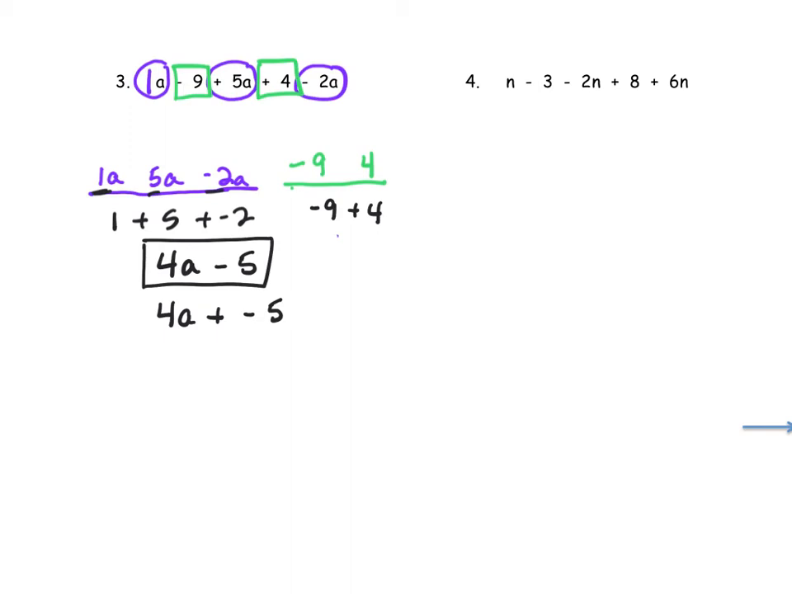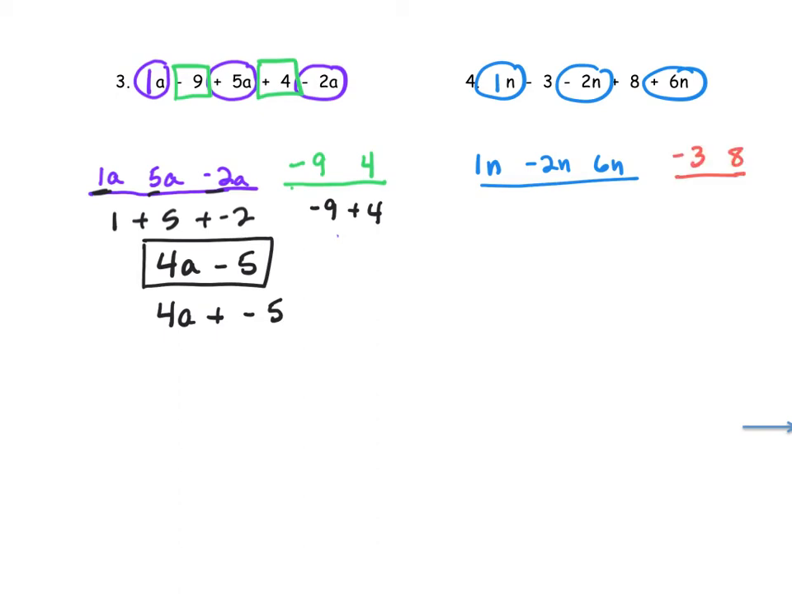So what I'd like you to do now is I want you to try number 4. Would you please name the first set of like terms? Would you gather up all of the n terms? The like n terms are 1n, negative 2n, and 6n. Would you gather up the constants? The constants are negative 3 and positive 8. Now, using your calculator, would you tell me the final answer? Final answer is 5n plus 5.